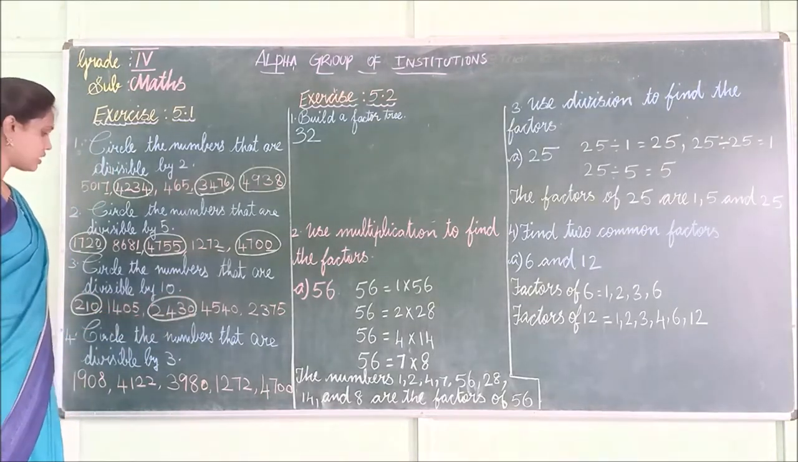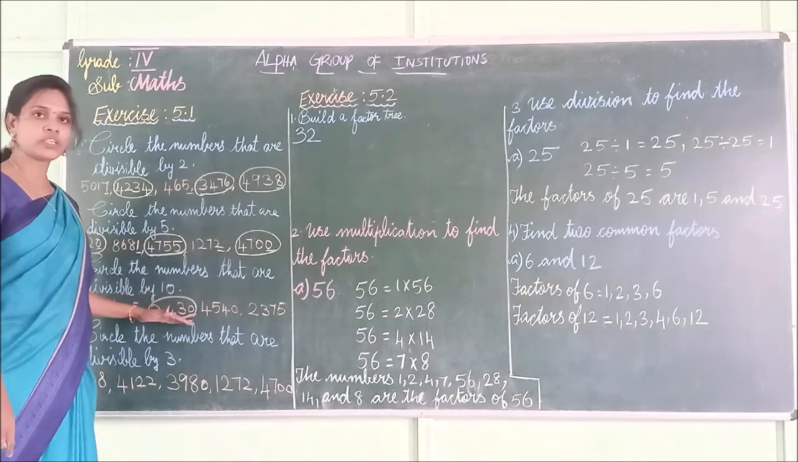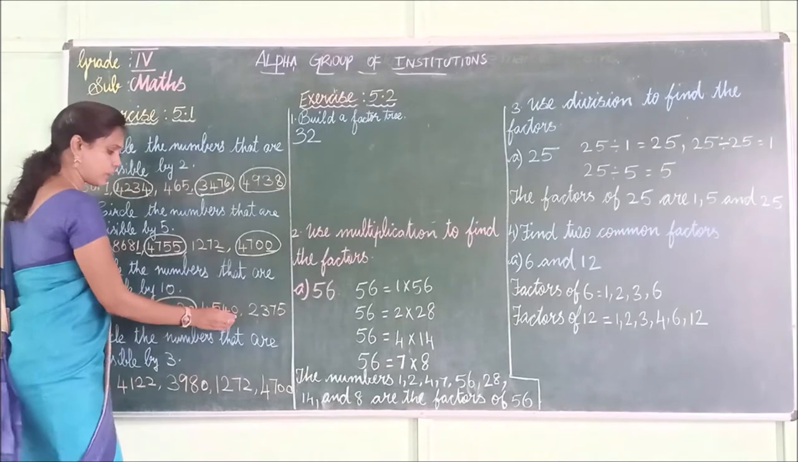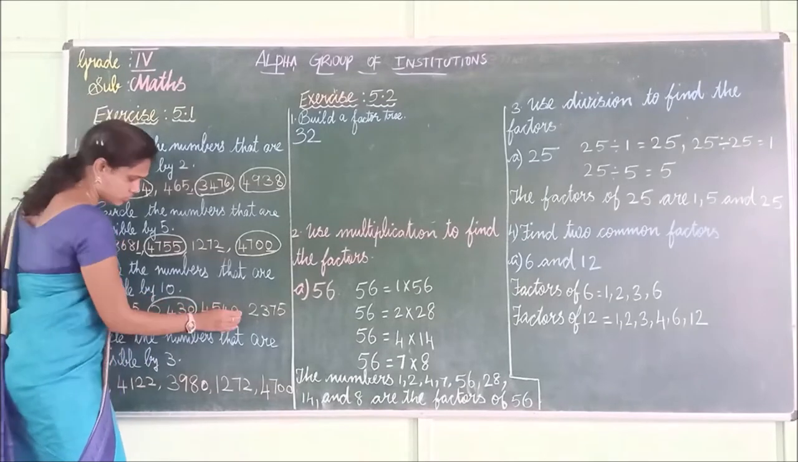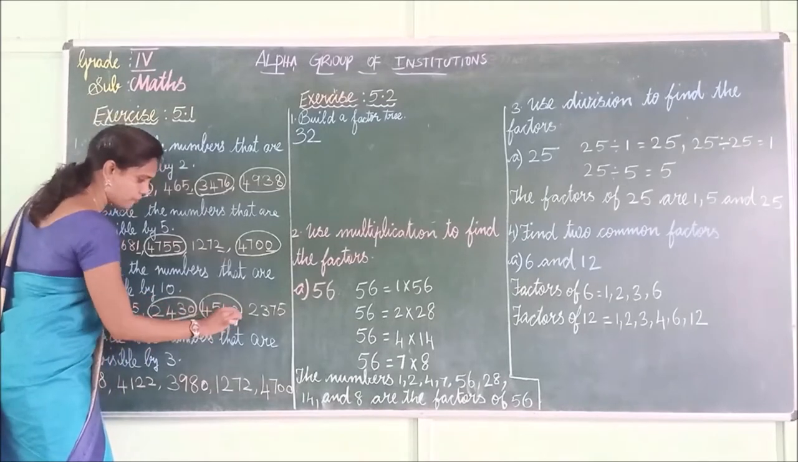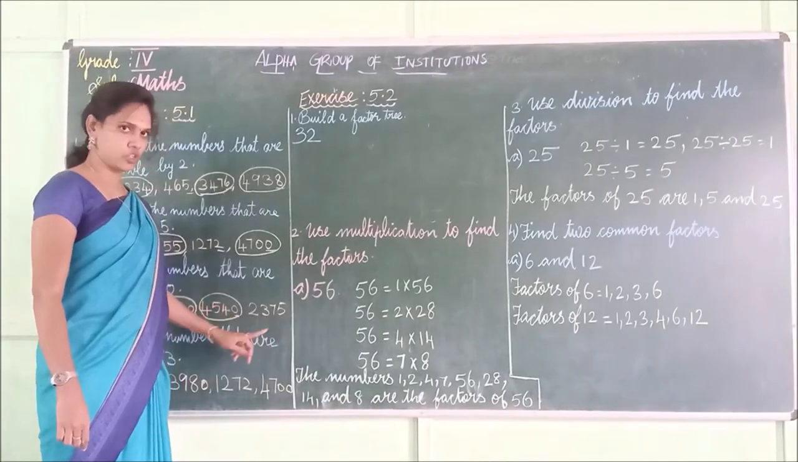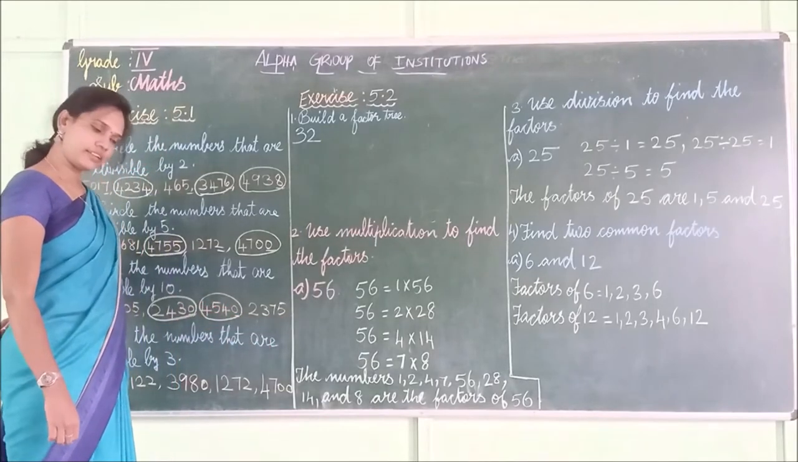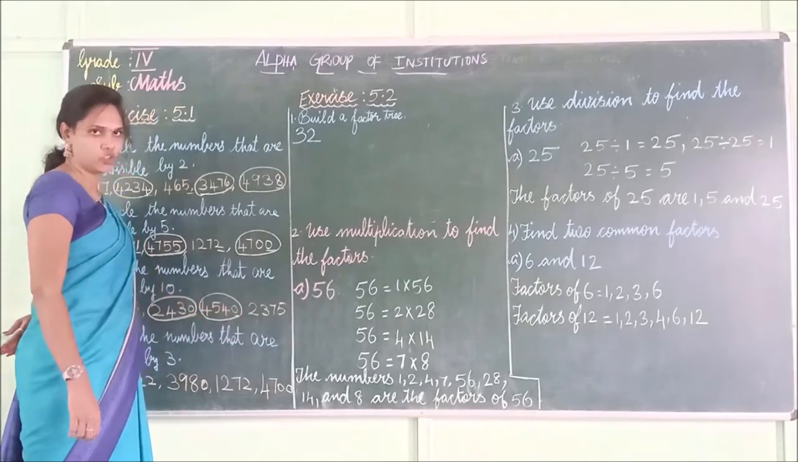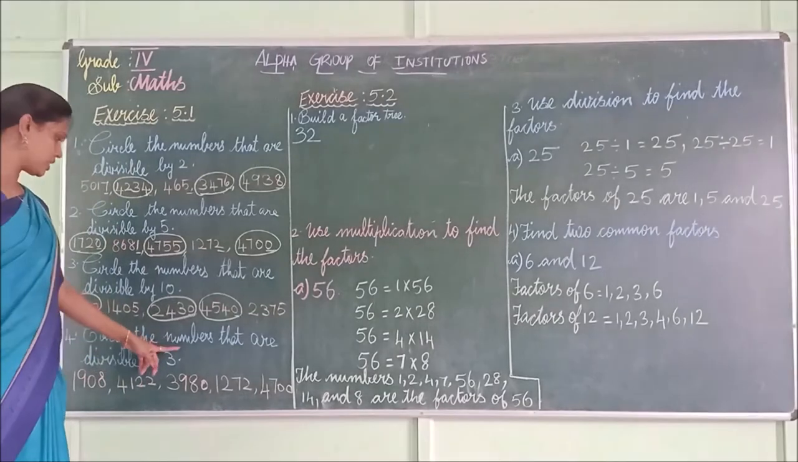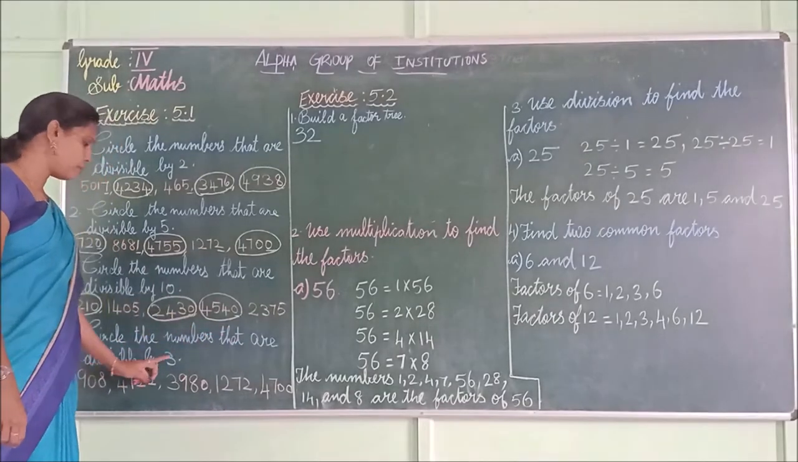Okay, the rule is the number should end with 0. See the next one, this number also ends with 0, so circle this also. Next one, the last number is 5. 5 is not divisible by 10, so don't circle this one, ignore it. Yes, fine.